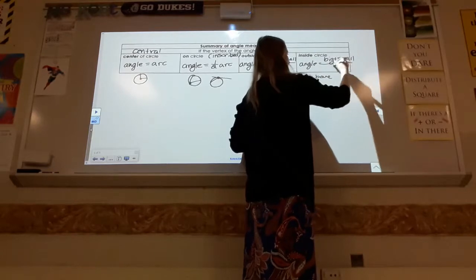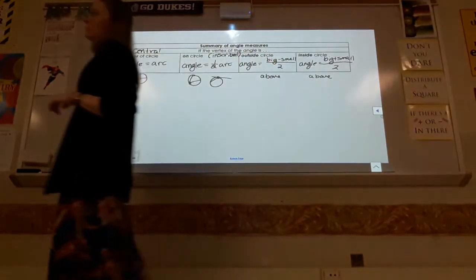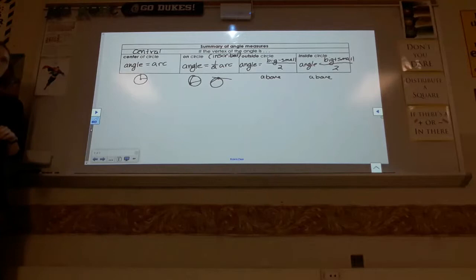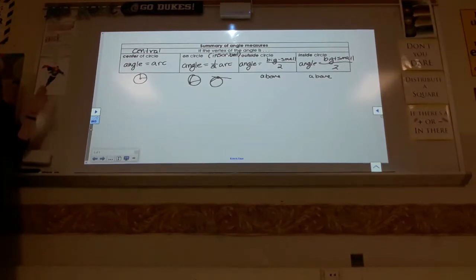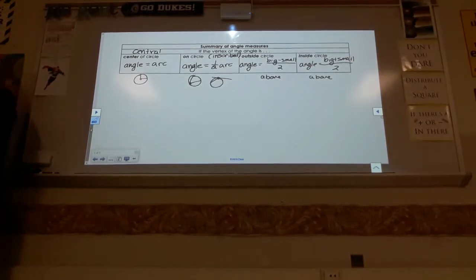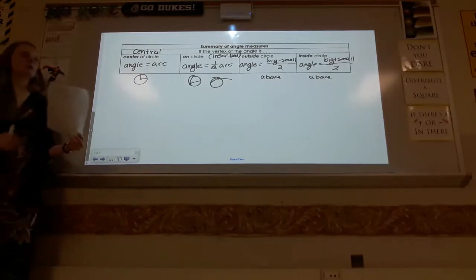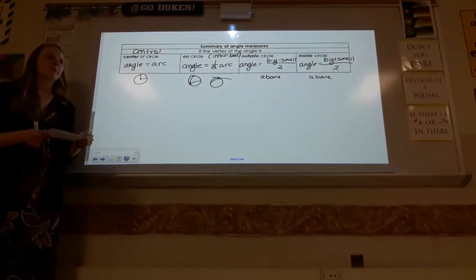Alright, so that's a summary of everything that we know about all the different types of angles you guys will be working with in circles. Just make sure you're able to visually notice the difference and remember how you would solve for arc or angle measures depending on which one they're asking for. Okay?